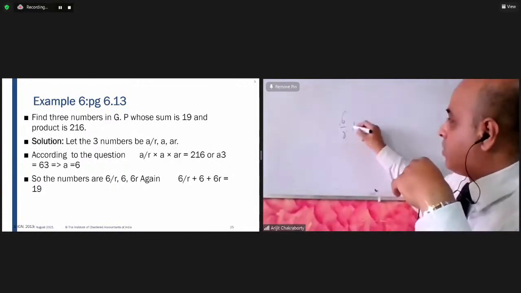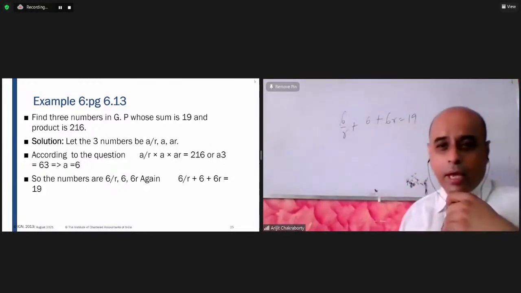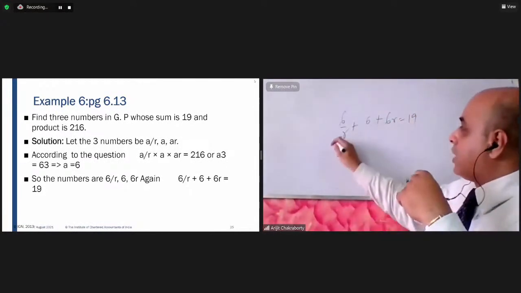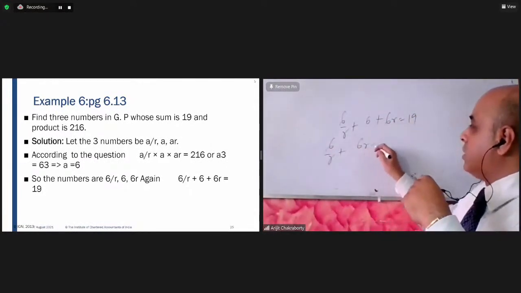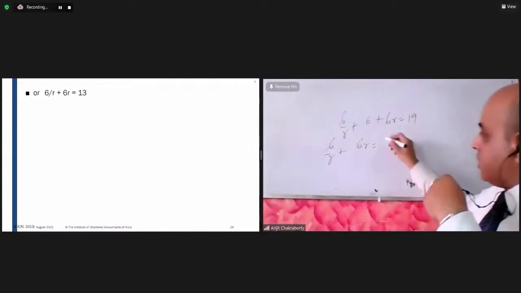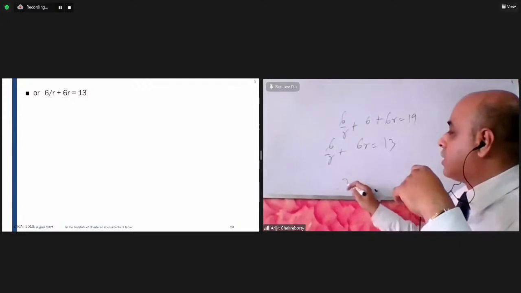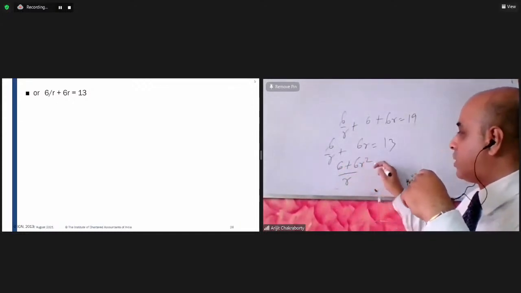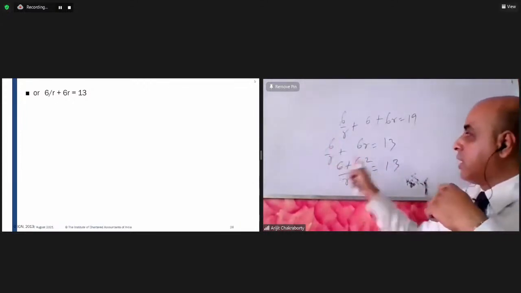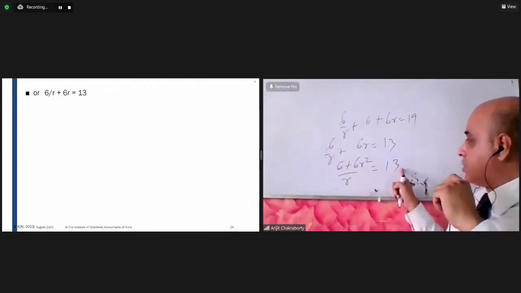6 by R plus 6 plus 6R is equal to 19, as per the problem. Therefore, 6 by R plus 6R is equal to 19 minus 6, which gives 13. Now it's a question of a quadratic equation. If you take R common, 6 by R plus 6R simplifies to 6 plus 6R square by R, which is equal to 13.